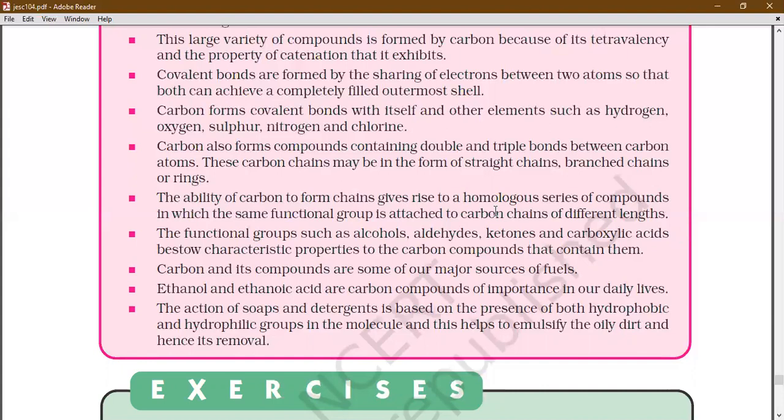Carbon and its compounds are some of our major sources of fuels. Ethanol and ethanoic acid are carbon compounds of importance in our daily lives. The action of soaps and detergents is based on the presence of both hydrophobic and hydrophilic groups in the molecule, and thus helps to emulsify the oily dirt and hence its removal.